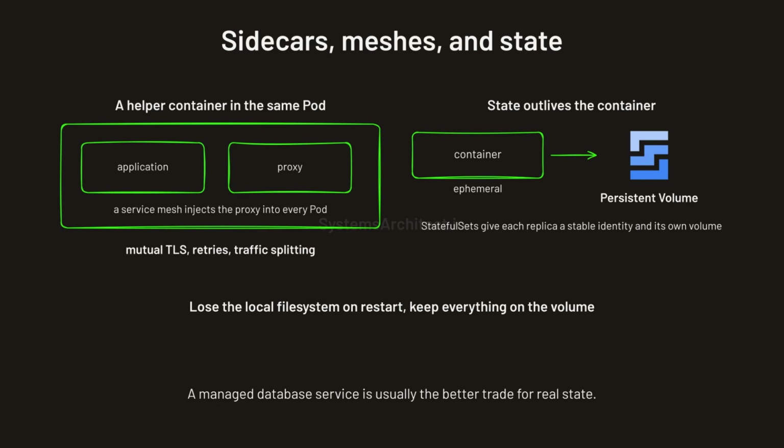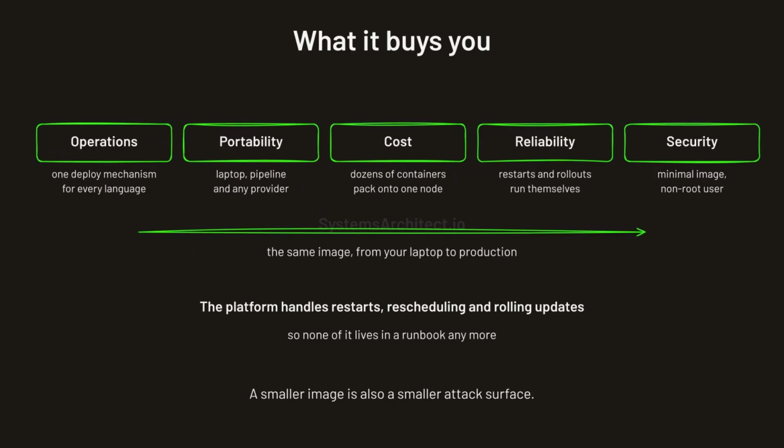Operations improve most because one deployment mechanism now covers every language your teams write in. Portability follows. The same image runs on a laptop, in a pipeline, and across 3 providers. Cost drops through density. Dozens of containers pack onto a node that once hosted a few virtual machines. Reliability improves because restarts, rescheduling, and rolling updates belong to the platform rather than a runbook. Security tightens when a minimal image and a non-root user shrink the attack surface.